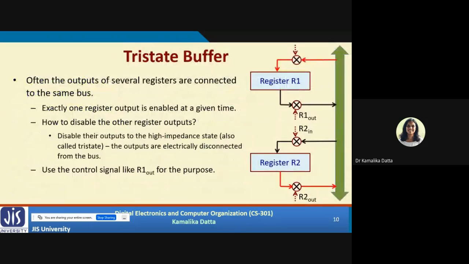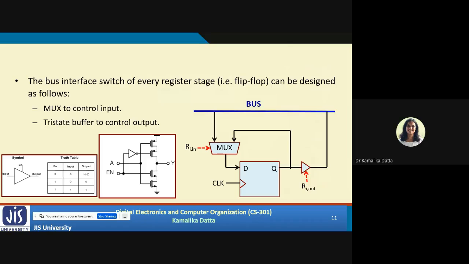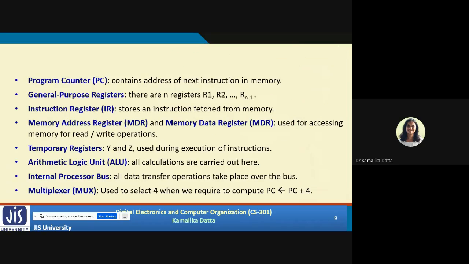Fine. Now the concept of something called a tri-state buffer comes into the picture. I'll start this, but first I want you to perform this instruction. What kind of control signals will be needed for this? Can you do it for these two?